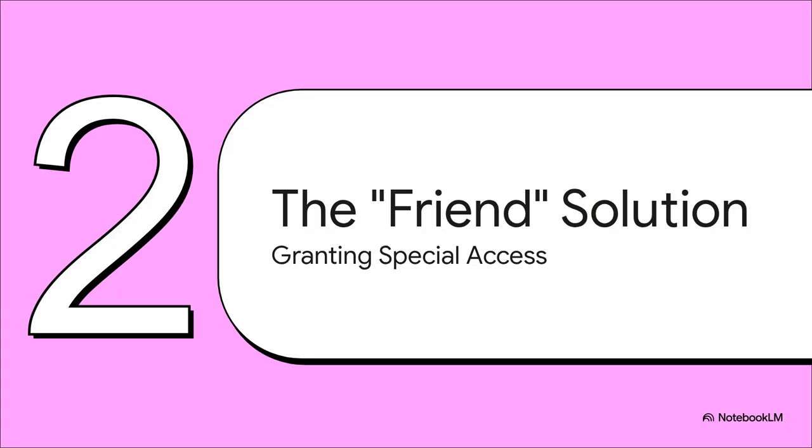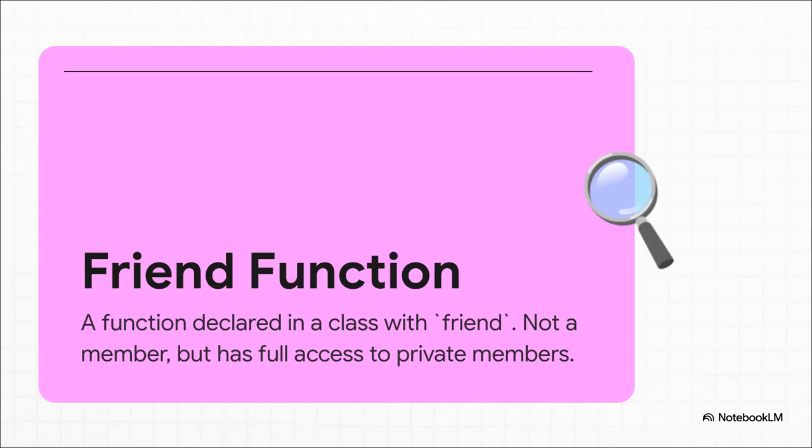Well, this is where C++ gives us a clever little workaround. The solution is to have the classes declare that outside function as a friend. Think of it like giving that function a special all-access backstage pass. It's not part of the band, but it can go anywhere it wants. So let's get the official definition on the table.